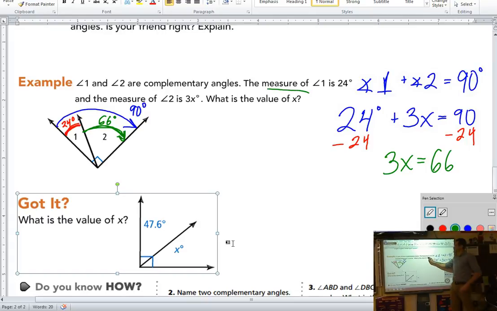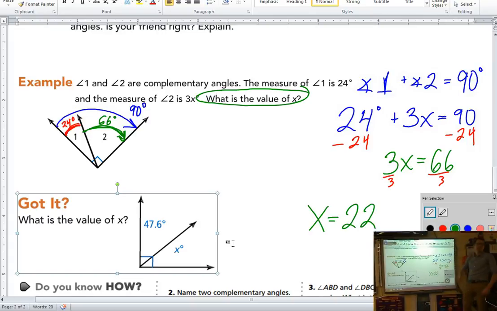Because we're being asked to solve the value of x. We divide by 3 on both sides. You get 22. Does my 22 need a degree symbol?